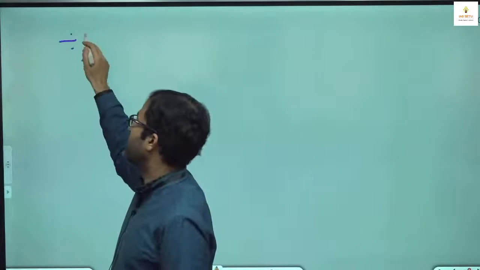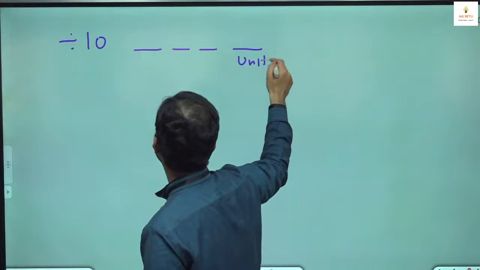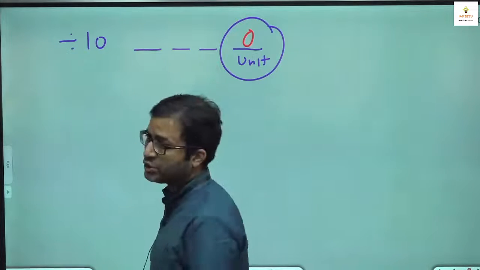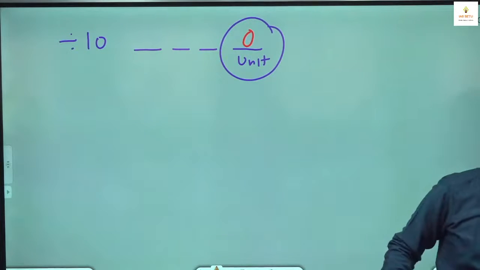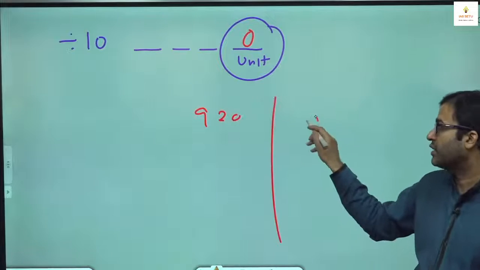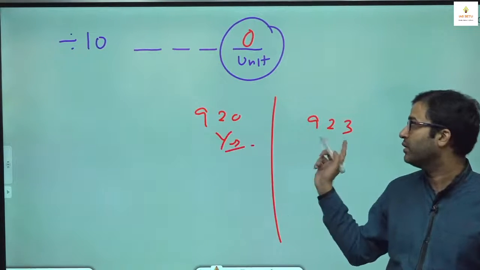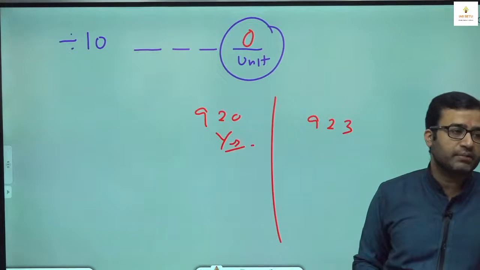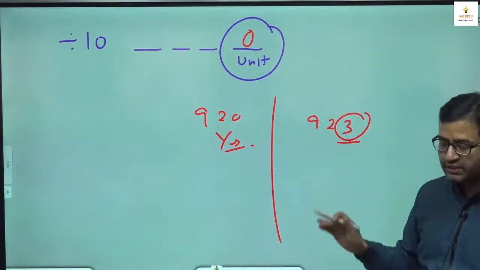Divisibility of 10 is the easiest. In divisibility of 10, at unit place we need 0. It has to be 0. If at unit place it is 0, it is divisible by 10, otherwise not. Like 920 and 923. So yes, this is divisible. 923, no. If it is not, then what is the remainder? 3. So here the last digit itself tells you the remainder.